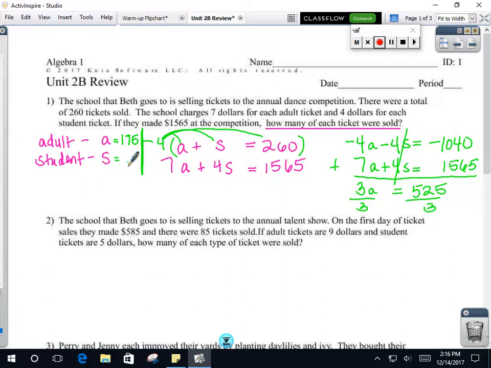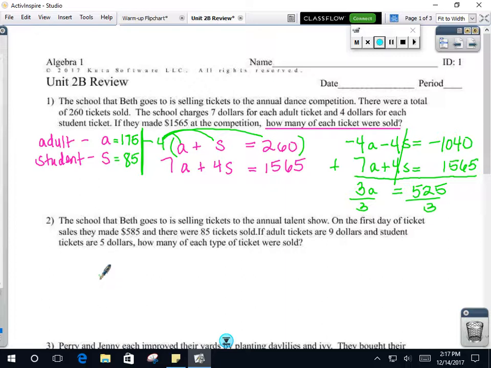Okay, so if A equals 175, how can you easily figure out what S should equal? Well, subtract it from 260, right? Because if A equals 175, 175 plus what is 260? 85. They're easy to figure out when you have an equation like that with no coefficients beside the numbers.